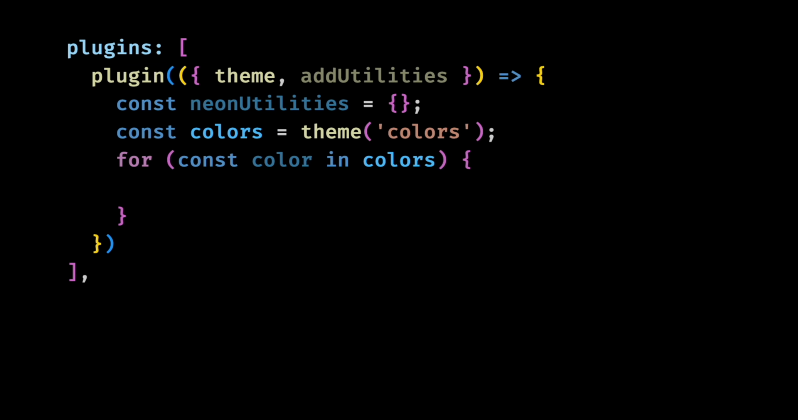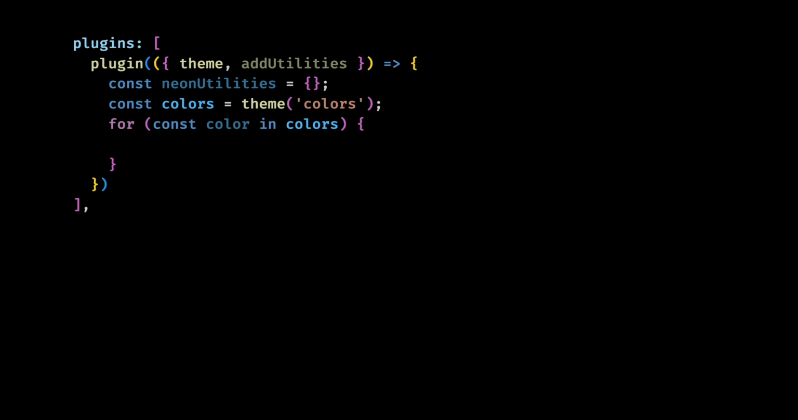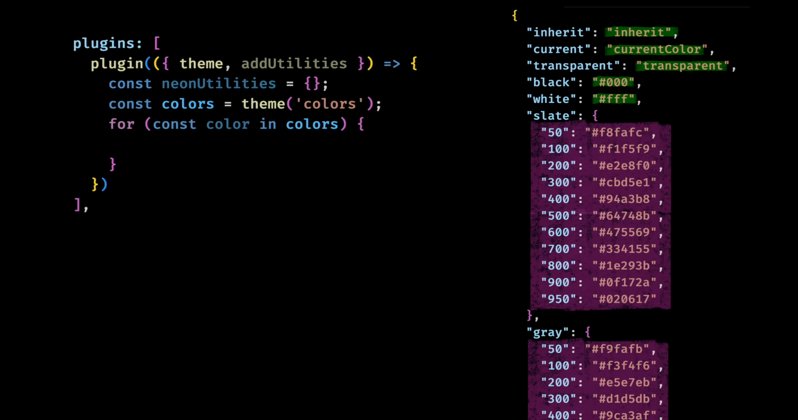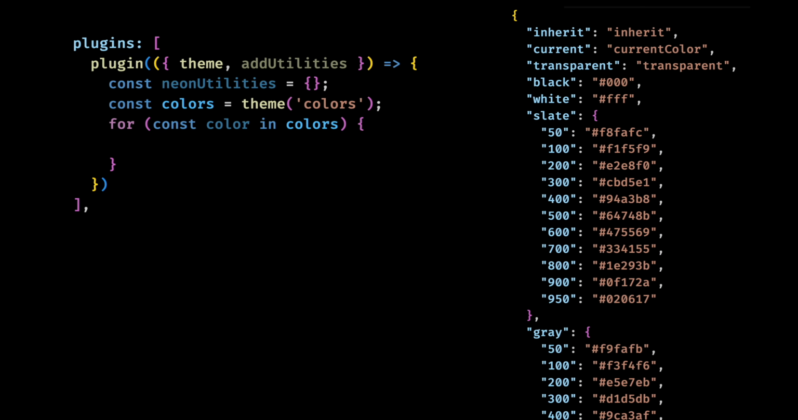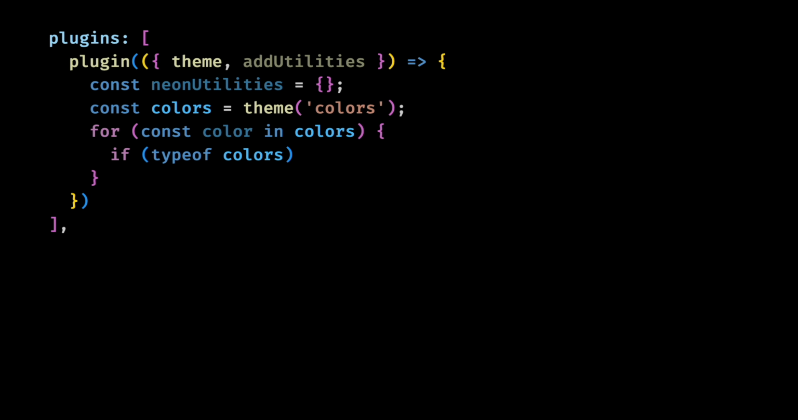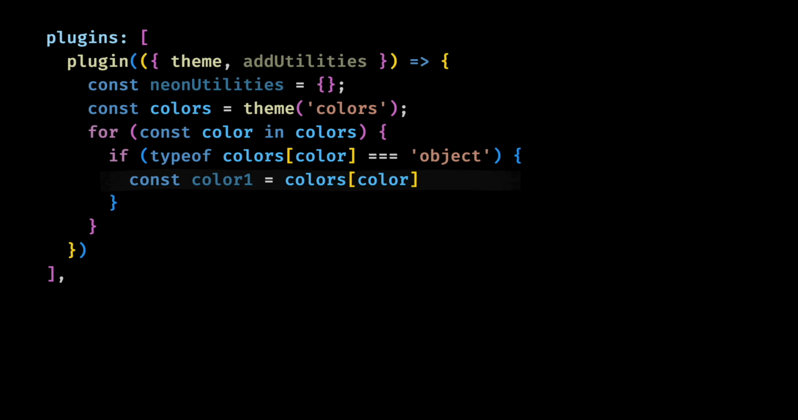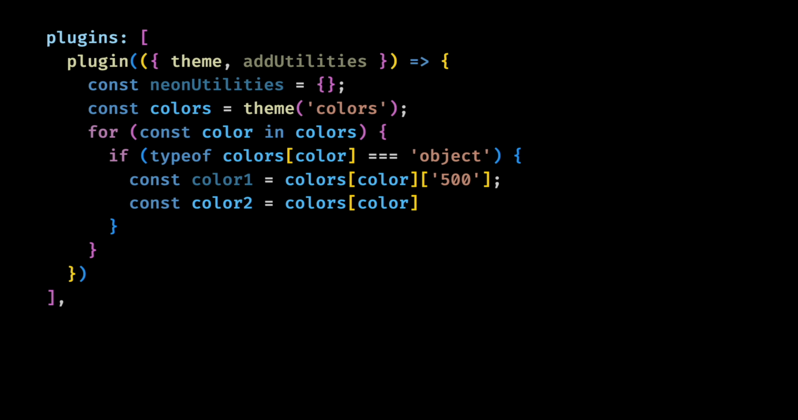Here's where things get a little bit tricky. If we take a look at the colors object, we'll see that sometimes the value is a string and sometimes it is an object with a color palette. In our case, we want to use the colors that are objects, because we want to use the 200 for the bright color and the 700 for the darker color. So the first thing we need to do in our loop is to check if the color is an object. If it is, we'll take the bright color of 200, actually let's make it 500 this time, and we'll take the dark color of 700.